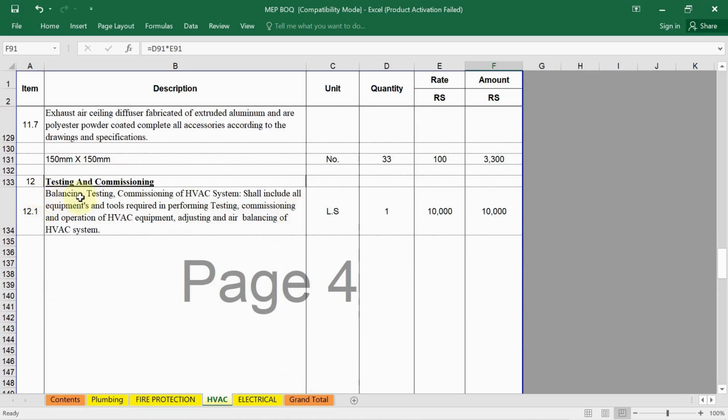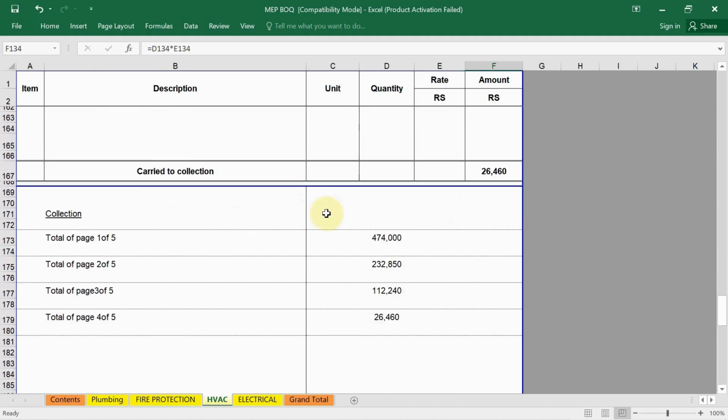Okay, testing and commissioning: for that, quantity 1, 10,000 unit rate is given. So here balancing, testing, commissioning of the HVAC system shall include all equipment and tools required in performing testing, commissioning and operation. So for that, whatever the unit market price, you will get the total amount.